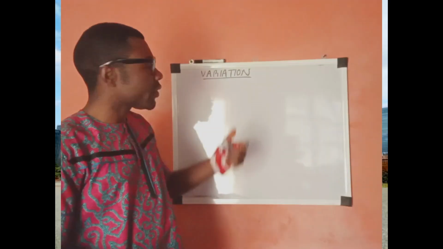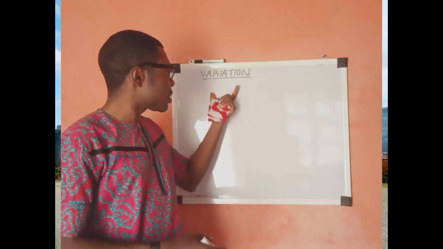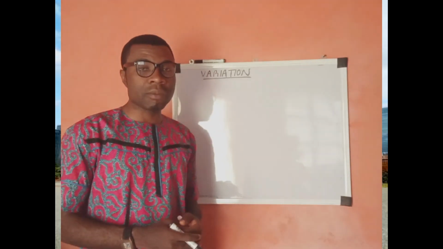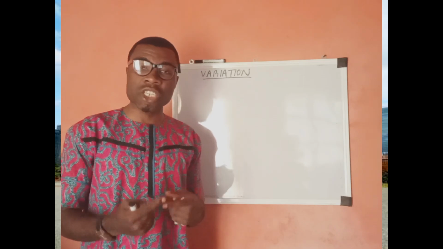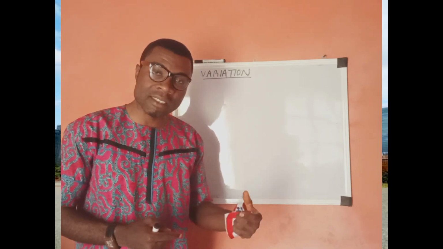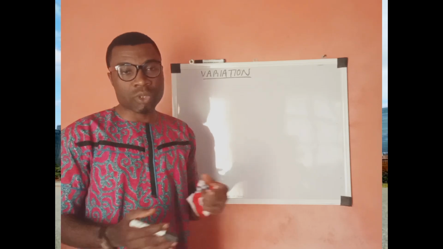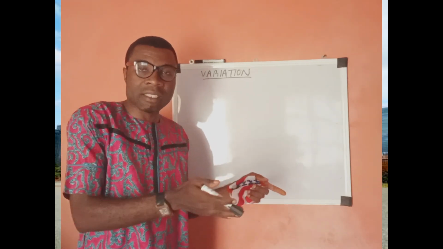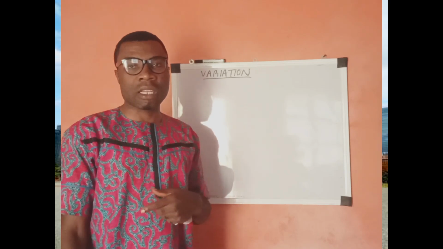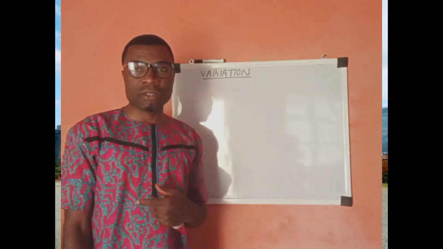So, look at variation. What is variation? Variation is an English word anyway, but used in mathematics to describe how the change in one quantity affects another quantity. That is, the relationship between two or more quantities. How, if one changes, the impact it is going to create on the other, the kind of change it is going to cause on the other. So that's what we're going to look at.